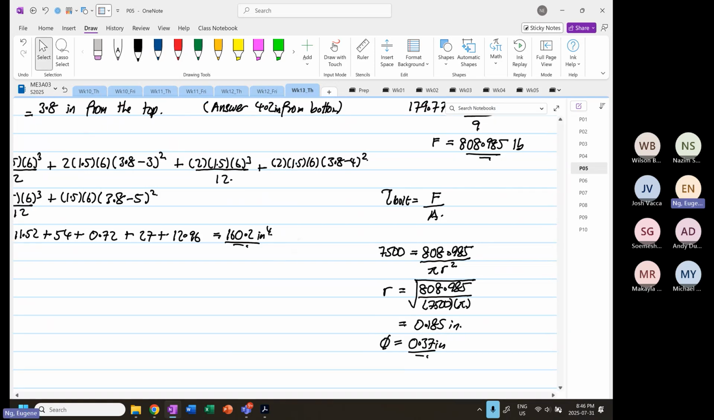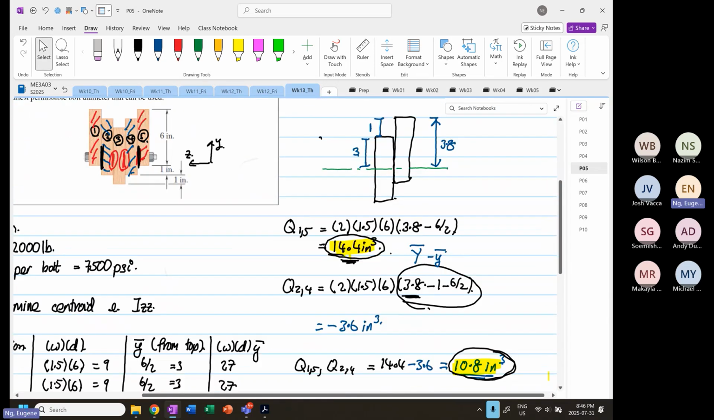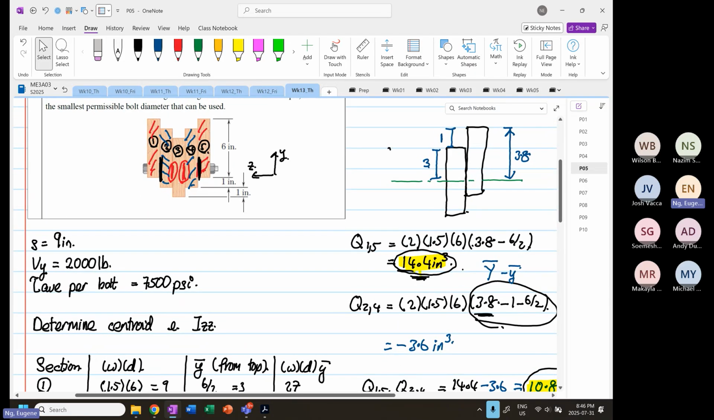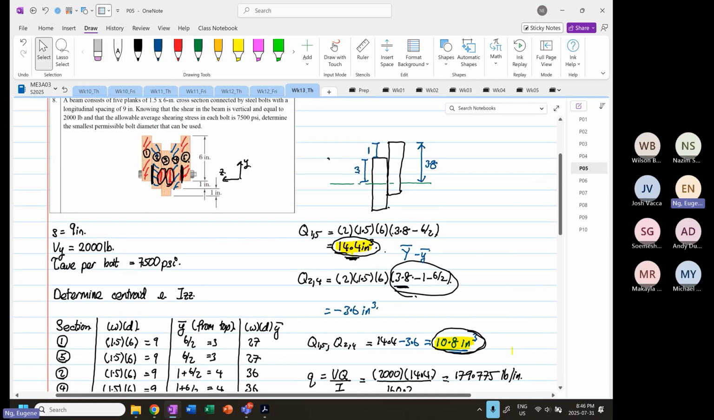Okay. Now this is a tricky one. I got tricked because I thought wrong. Initially I thought where I shaded red over here, it would have the highest first moment of area. But by looking at it, I was wrong.